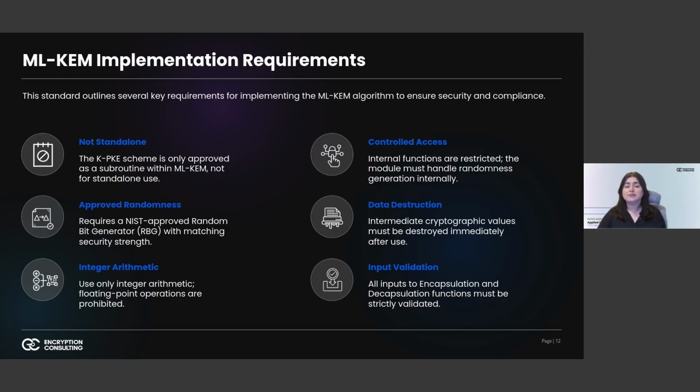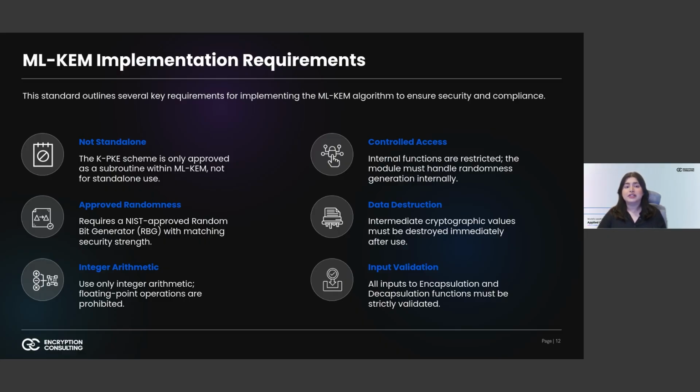Next, we enforce mathematical purity. The implementation must use integer arithmetic only, and floating point math is banned. Floating point operations can introduce small measurable differences in execution time or rounding, which are highly dependent on the underlying CPU architecture. These variations can create a side channel vulnerability. Using only integers guarantees deterministic, consistent, and predictable results across all compliant hardware platforms.